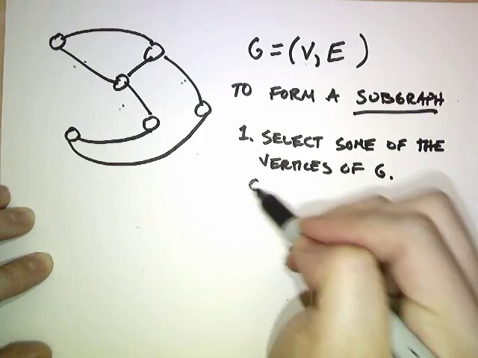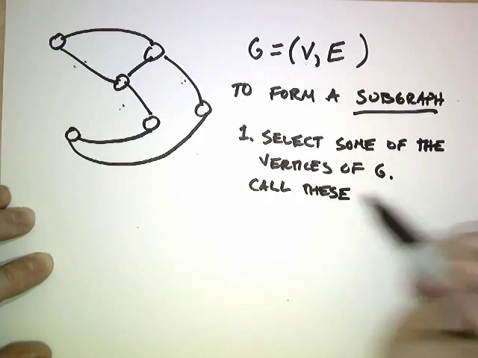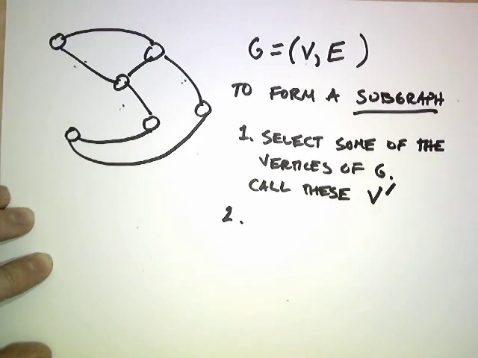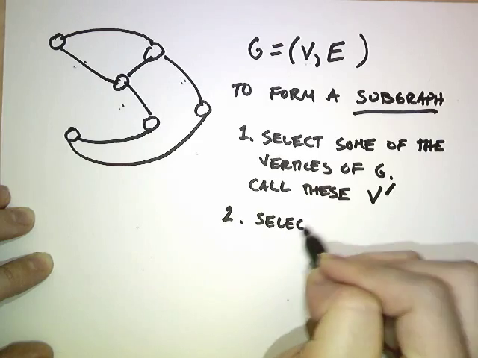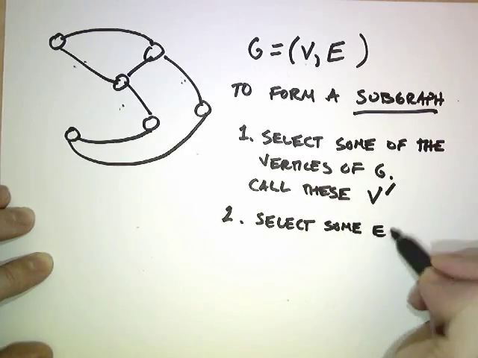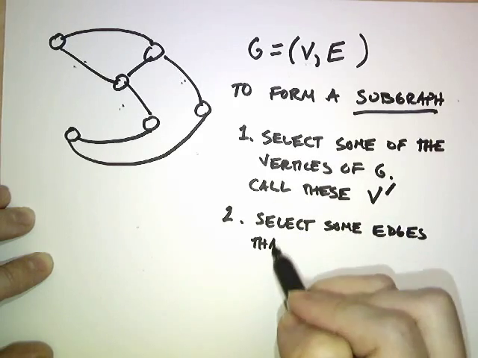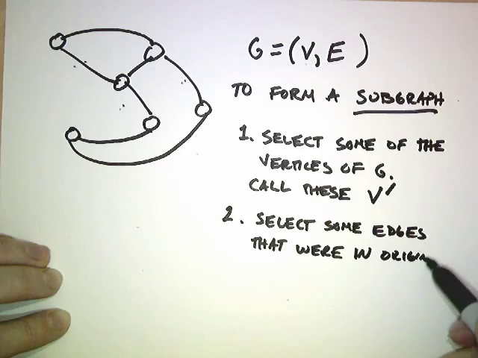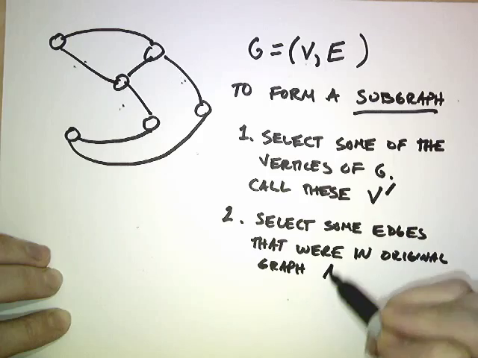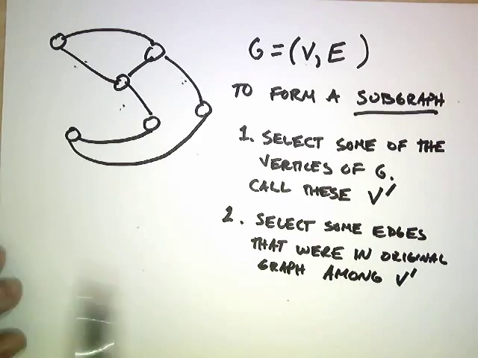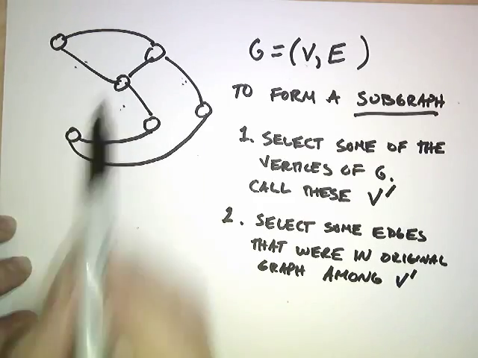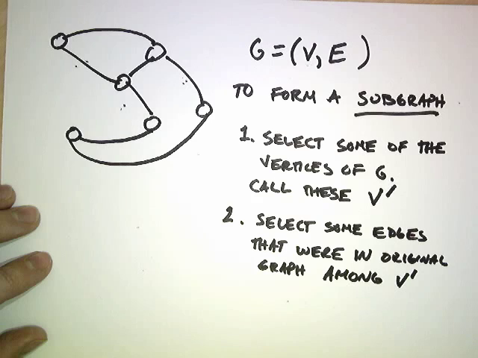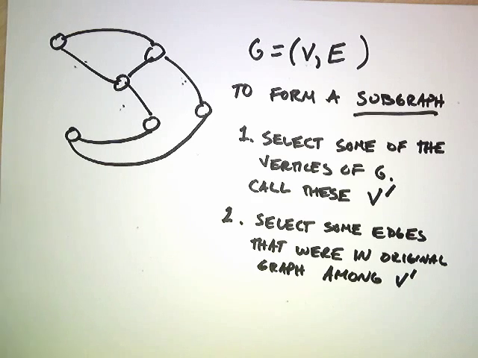Call these vertices V prime. Okay, so we first select some of the vertices of G. We'll call them V prime. Now, we need to select some edges that were in the original graph among V prime. Okay, so what you get to do is you first get to pick some vertices, and then you look in the original graph and you see, okay, there are some edges here connecting some of these vertices that I've chosen. I'm going to choose some of those edges. And what you're left with is called a subgraph.